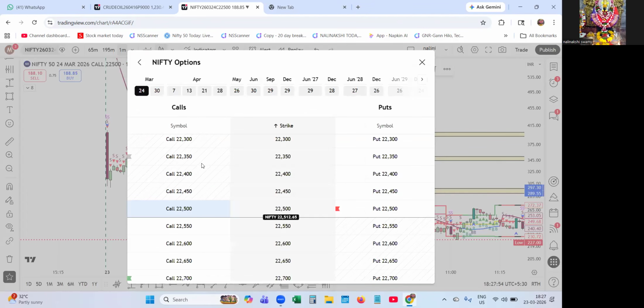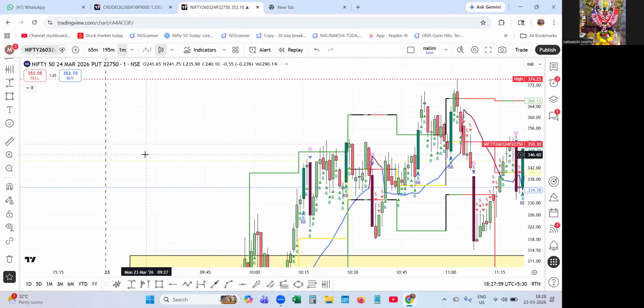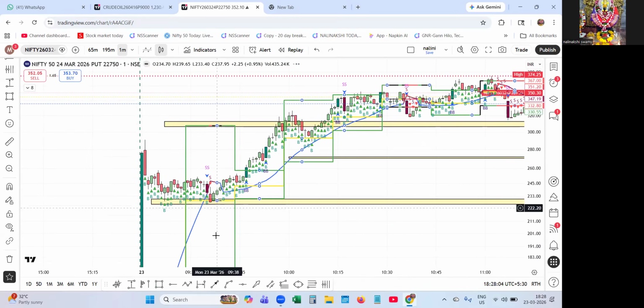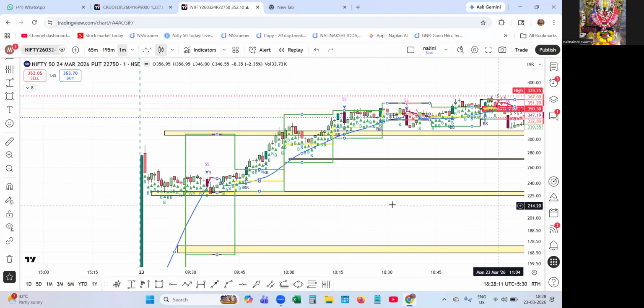So 22,750 put option. See here, 22,750 put option around 9:44. You can see in 1 minute itself, the pivot is rising. Second box is forming over here, and the support is, the pivot is becoming the S1.